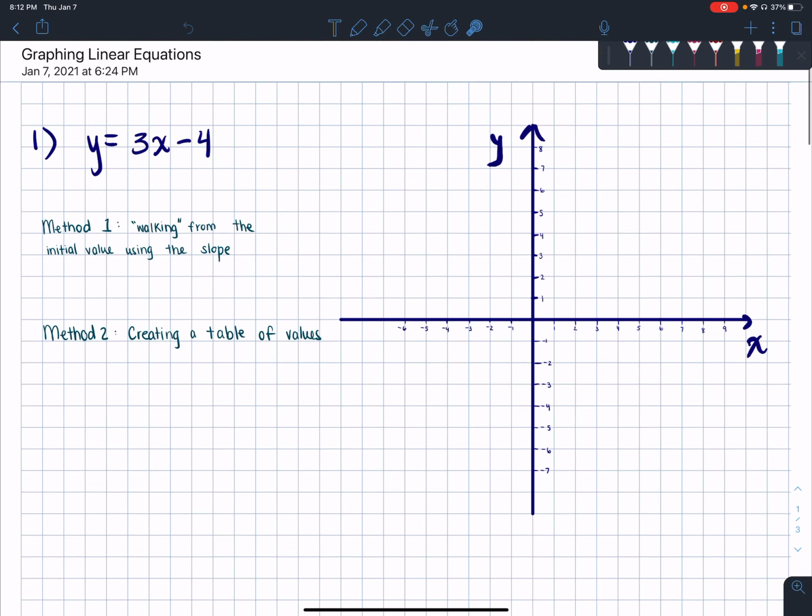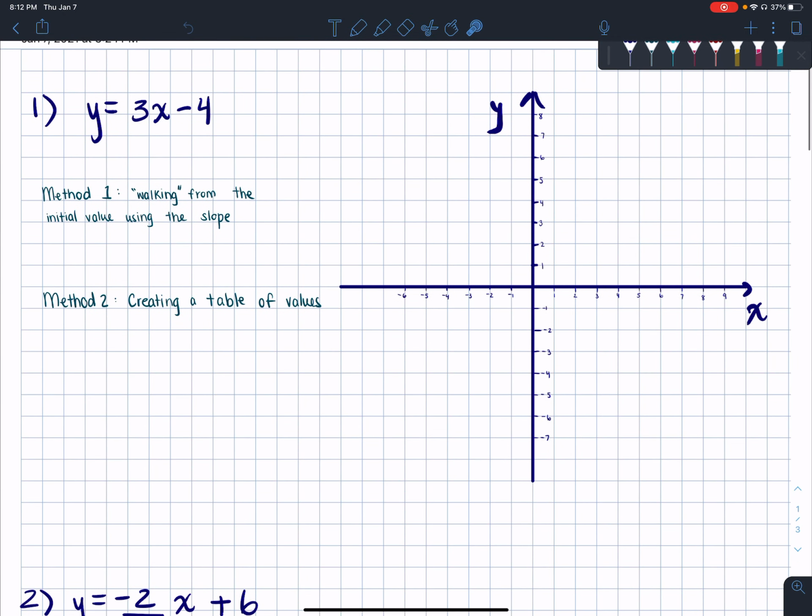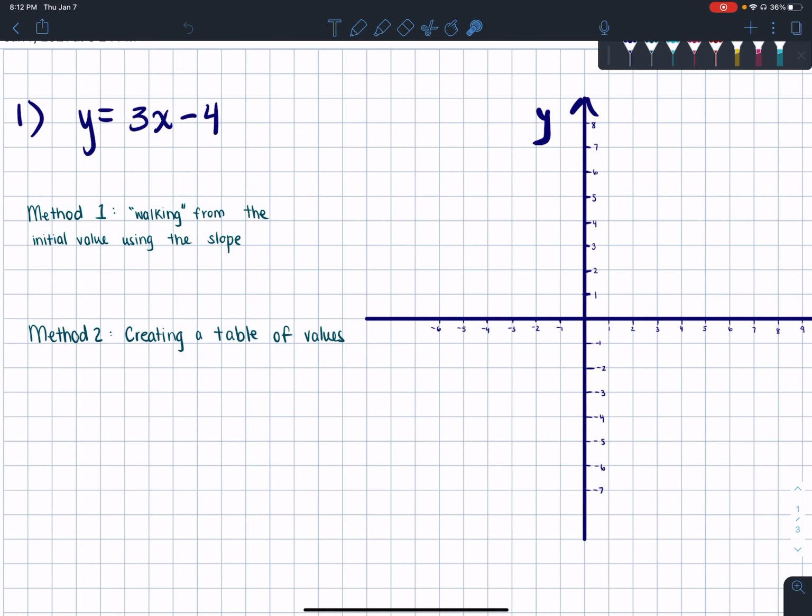So here I've already prepped us so that we could jump right in. We have this Cartesian plane, our x-axis, the horizontal axis, and the y-axis, which is the vertical axis. And I've scaled the graph where each square is 1. And now looking at our equation here, we have y equals 3x minus 4.